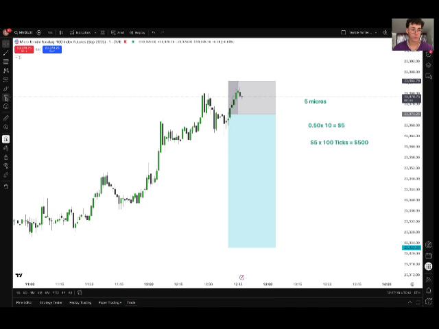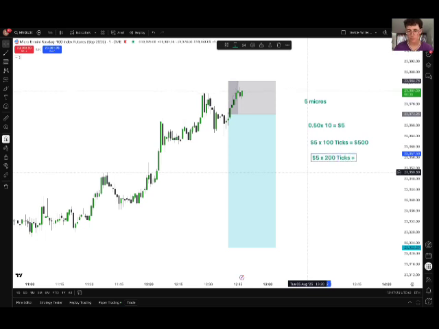And if your take profit is going to be 200 ticks, then 5 times 200 ticks equals 1000.